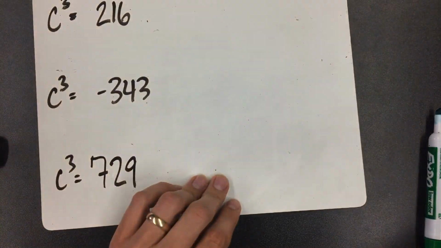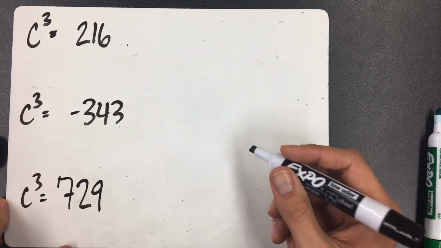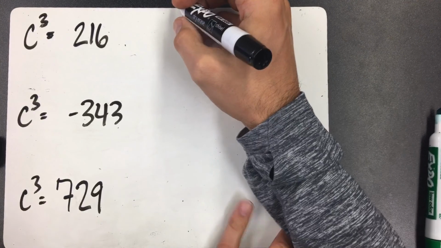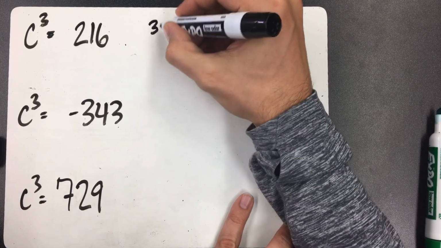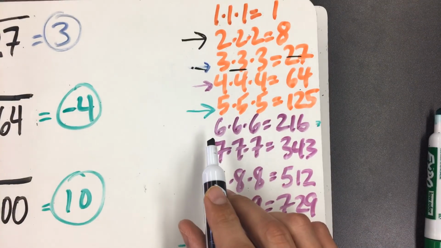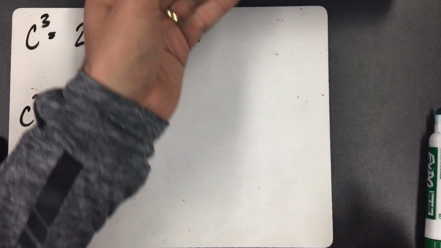Okay, the last ones, if they're trying to be rude to you, they will give you an equation. Don't let that bother you. We can still do it. This is the same thing as this. What is the cube root of 216? I just had it on my last one. If you didn't remember it, it's right here: 6 times 6 times 6.